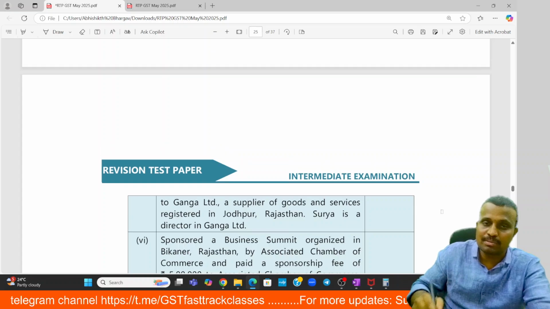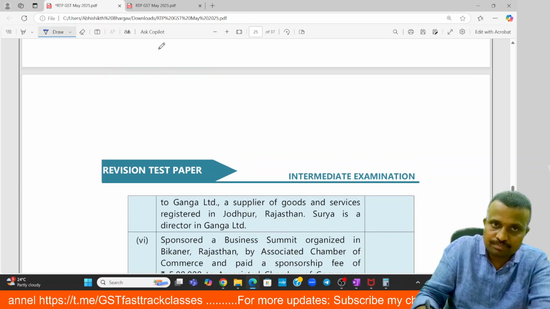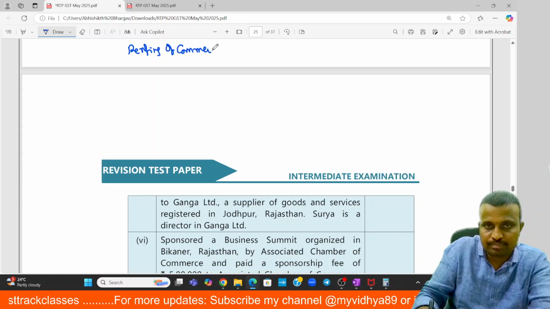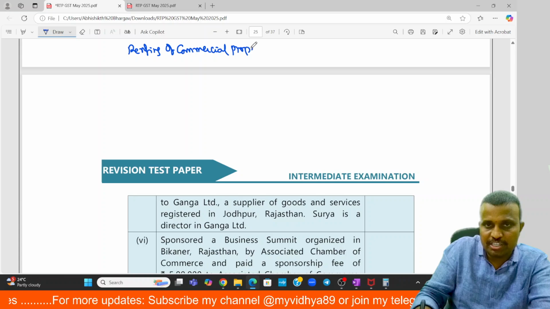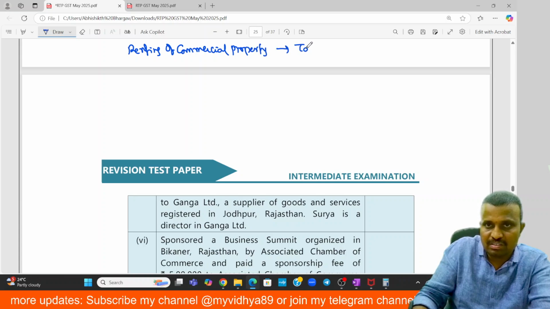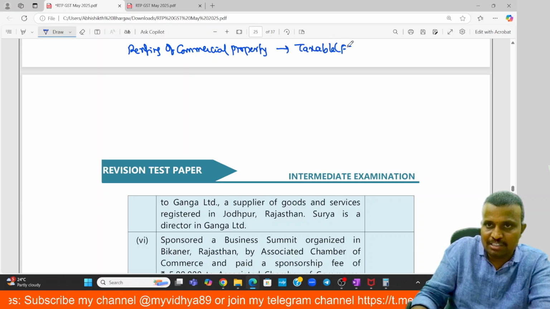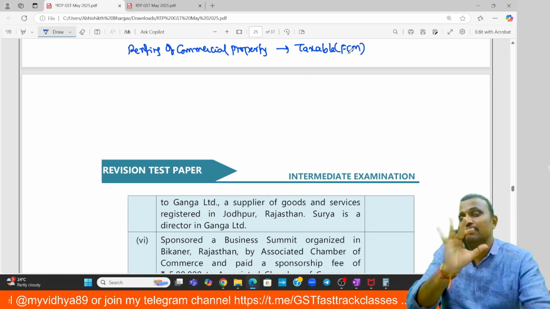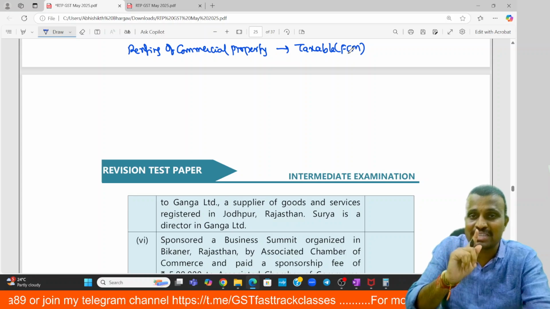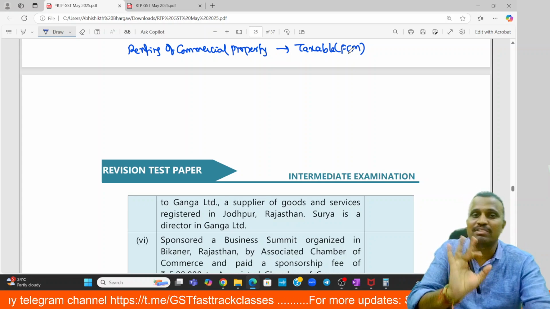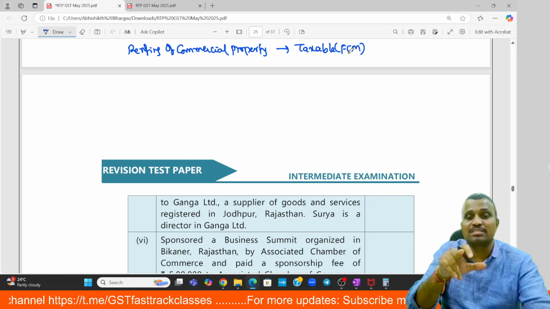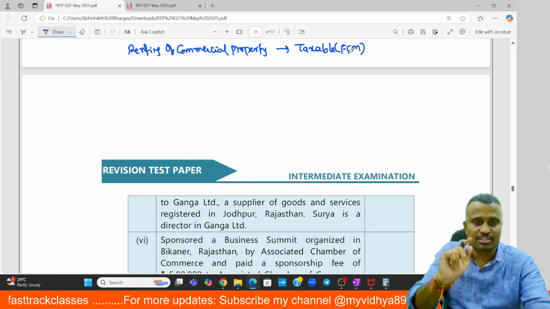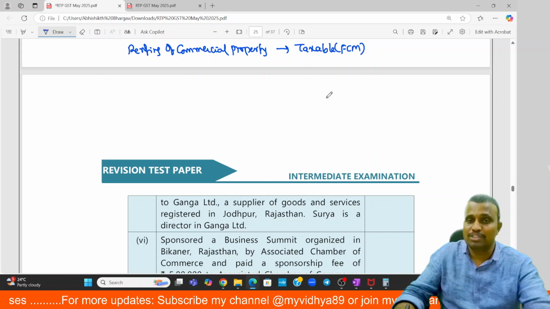Surya is a director in Ganga Limited. And first of all, here renting of commercial property is taxable under forward charge mechanism, but there is an amendment that it is covered under reverse charge mechanism when the supplier is an unregistered person and the receiver is a registered person. But here the supplier is nothing but Surya, so he's a registered person. Receiver is also Ganga Limited, a registered person. So this is taxable under forward charge mechanism.